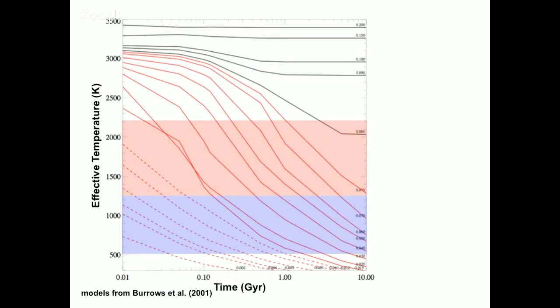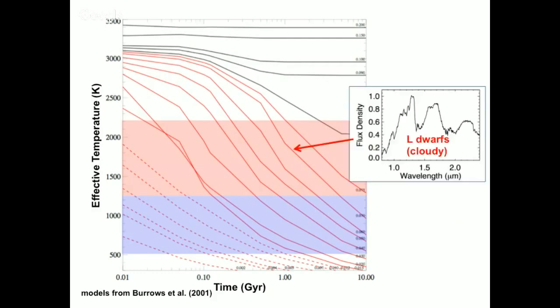I want to go back to this evolutionary plot here. And I've highlighted the regions where we think L dwarfs and T dwarfs reside roughly in terms of temperature. And again, that could encompass a wide range of masses at different ages, but we're really just looking at what the surface temperature basically looks like. The spectra of these objects are very distinct.